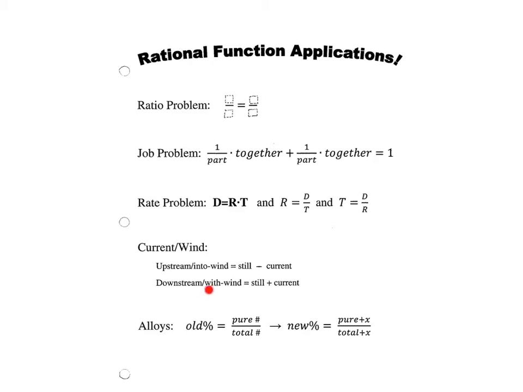And also current and wind. This has to do with flying and water problems, upstream, upwind, that kind of thing. You take your still and you subtract if you're going up or into, and you take the still and add if you're going downstream or with. It pushes you and makes you go faster, or it pulls you and makes you go slower. And we're not doing the alloys problem.